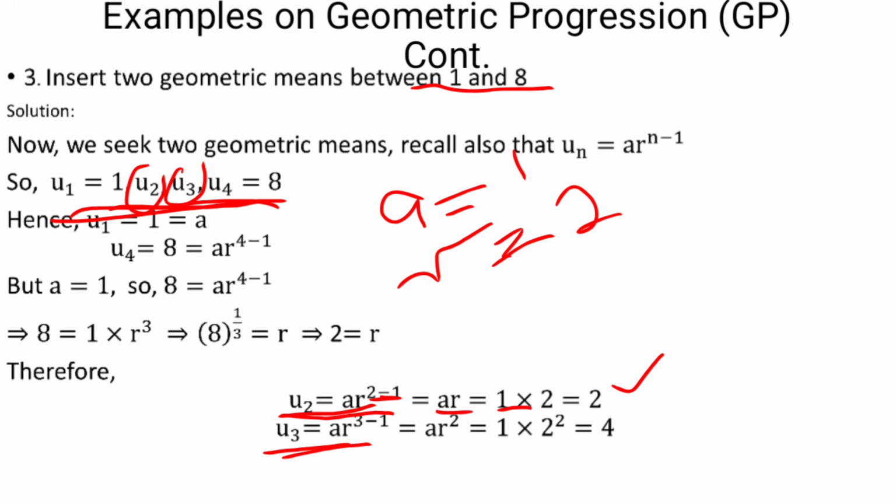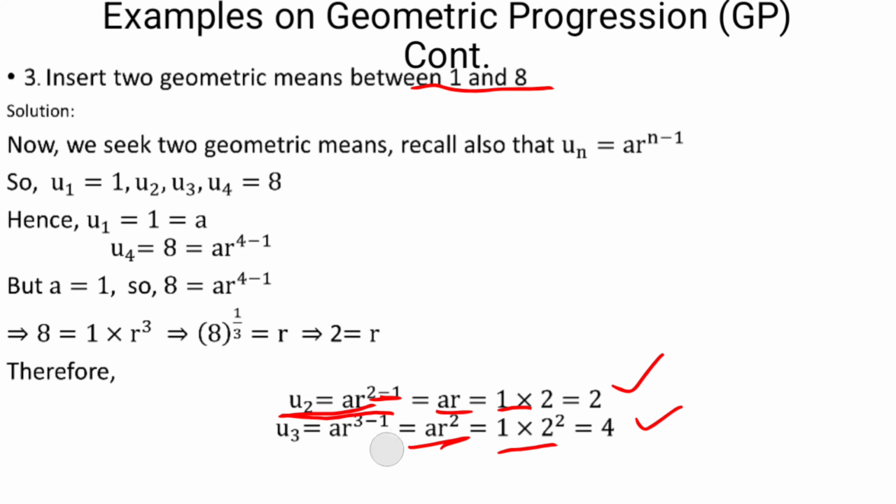Same also u3 is a times r to the power 3 minus 1, which is a times r to the power 2, and that would be 1 times 2 to the power 2, which is just 4. So we find the two geometric means, which are 2 and 4. And that concludes the video. Thank you.